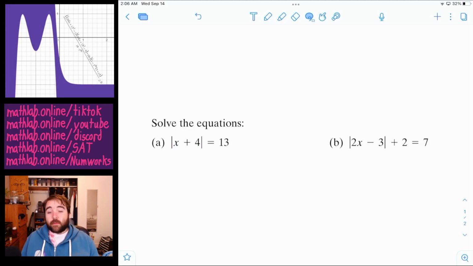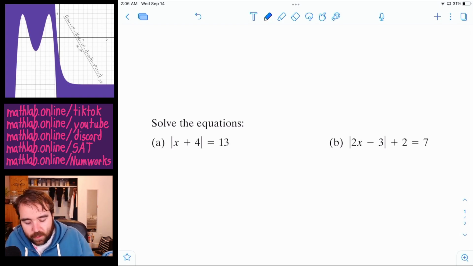So here we're solving problems with absolute value. First off, remember what absolute value means. If it's negative, it's going to make it positive again, and if it's positive, it's going to keep it positive. So think about there being those two different things that can happen.